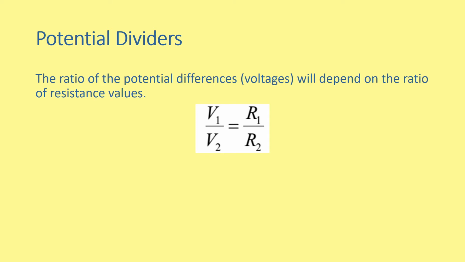This equation is on the relationship sheet, and it can be very useful to us if we only have certain values, for example, if we don't have the supply voltage. We could also write this as V1 over V2 is equal to R1 over R2, which you may see in some examples.